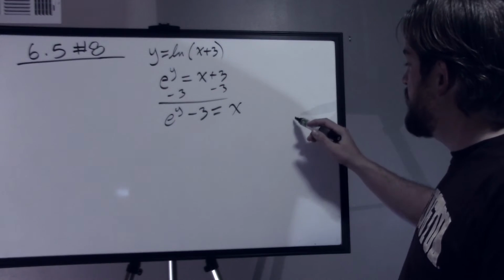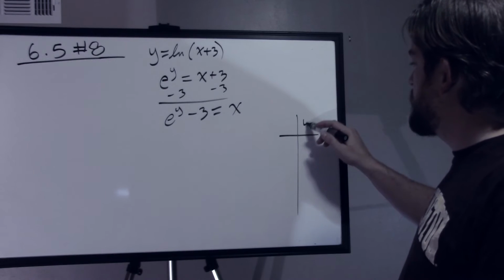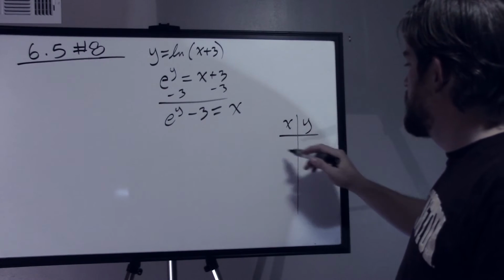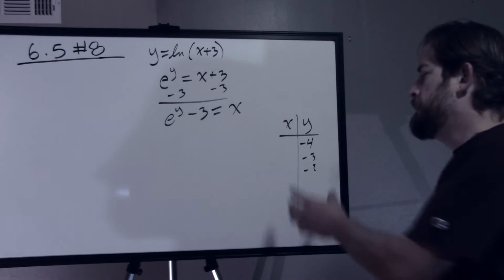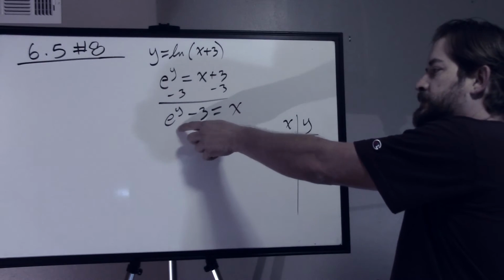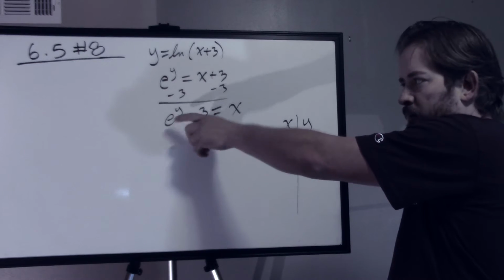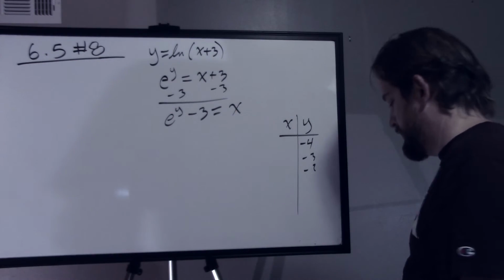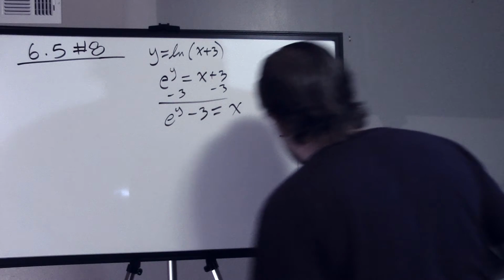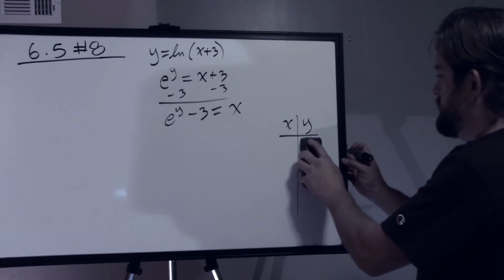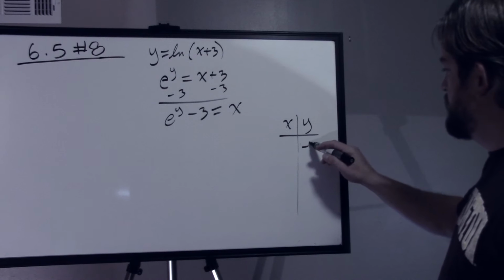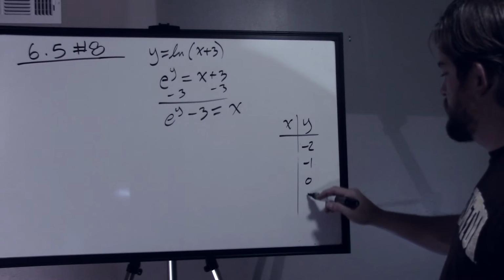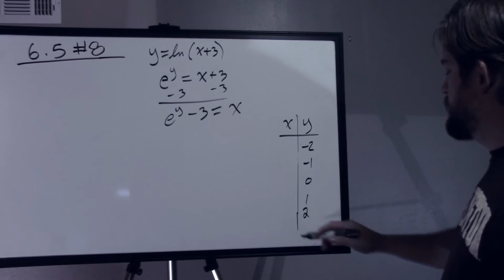Now I have this whole thing as a function of y to determine some x values. I can throw in values. I can say what happens when y is -4, -3, -2, whatever you want to plug in there. I'm going to get these values and then take them as e to that power and then subtract 3 from them. So let's just do our standard: I'm going to go -2, -1, 0, 1, and 2.